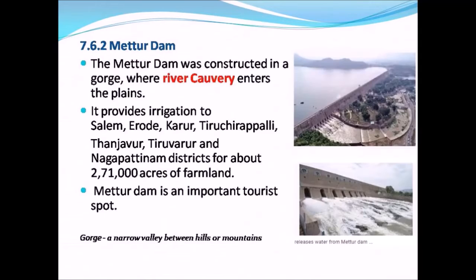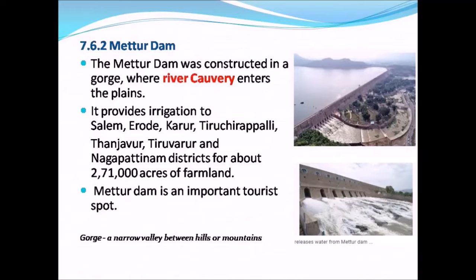The first multipurpose river valley project we are going to see is Mettur Dam. Mettur Dam is one of the oldest dams in India. Mettur Dam was constructed in a gorge where river Kaveri enters the plains. A gorge is a narrow valley between hills or mountains.